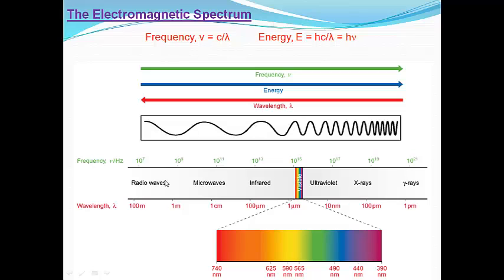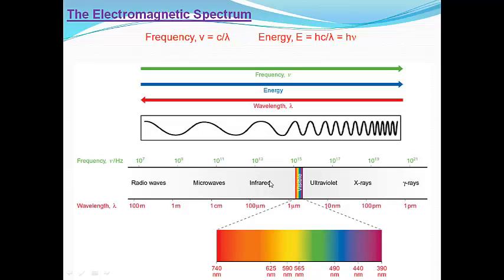And here we have in this diagram a depiction of that. We start out with the longest wavelength waves, which are called radio waves, and we see that the frequency is in the order of 10 to the 7. And then as the wavelength becomes smaller, we have the microwaves, which are around 1 centimeter, and we see that the frequency is increasing.